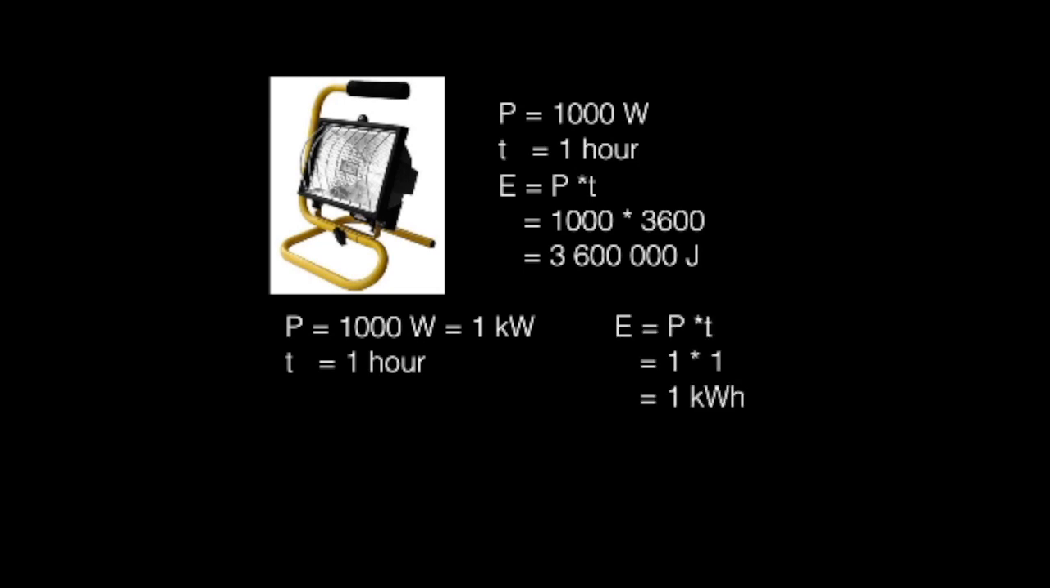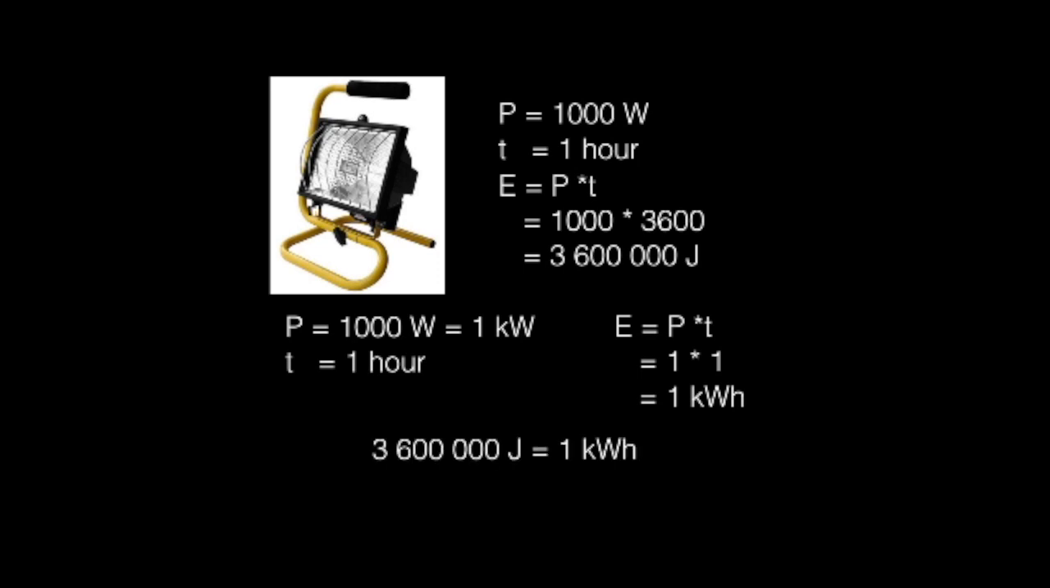If we then fill in the formula, the energy equals power multiplied by the time, we multiply 1 kilowatt by 1 hour, which results in an energy of 1 kilowatt hour, which means kilowatts multiplied by hours. This is the total amount of energy used, and this is an easier number than the 3.6 million joules.